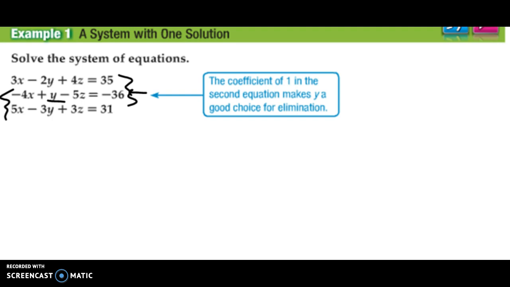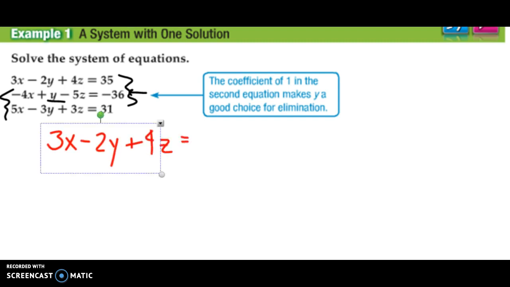Now this is going to be a lot of work, but we can get an ordered triple that has a solution. Okay? So I'm going to look at the first two lines first. That would be 3x minus 2y plus 4z equals 35. And I'm going to look at the next one, this one right here. But if I want to get rid of y and I have a positive 1y, I'm going to multiply everything by 2. So I get negative 8x plus 2y minus 10z equals negative 72.